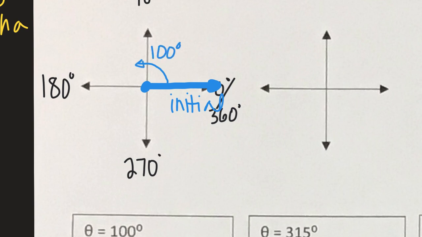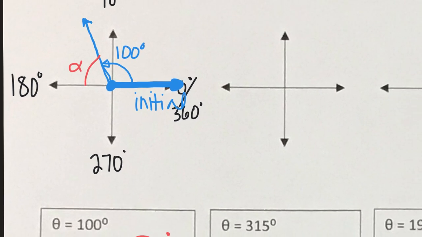So 100 degrees is more than 90, but less than 180. So this is your terminal side right here, and we have drawn a 100-degree angle. Then the second question: what is our reference angle? How many degrees do we need to add to 100 to get to 180? That would be 80 degrees, or 180 minus 100.